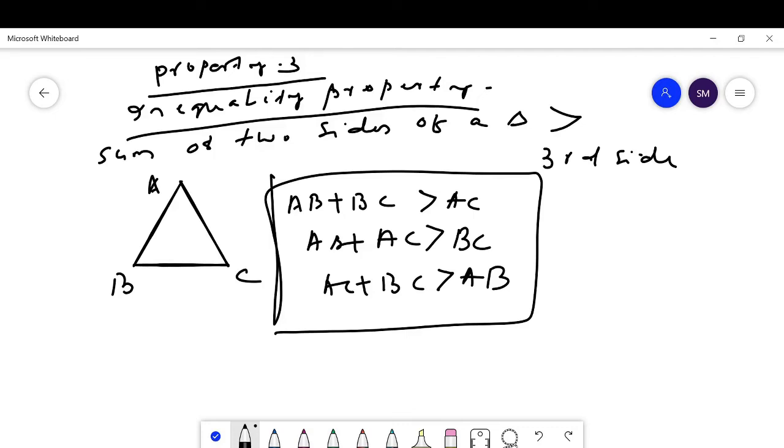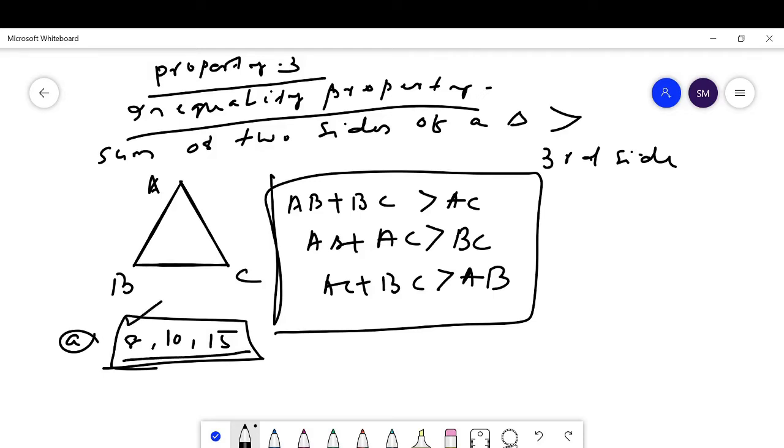Suppose we are given three sides 8, 10, 15. Can we form a triangle by using these three sides? Let us see whether it is satisfied or not. Means if these three sides satisfy the triangle inequality property, then only can we form a triangle by using these three sides.